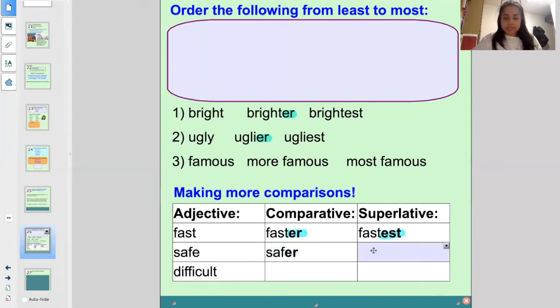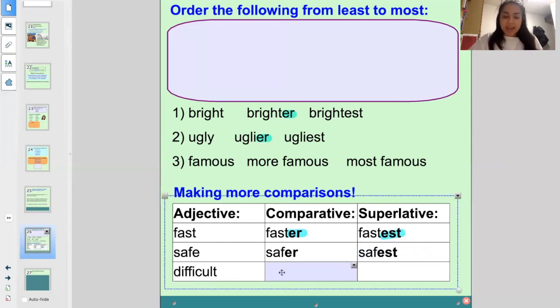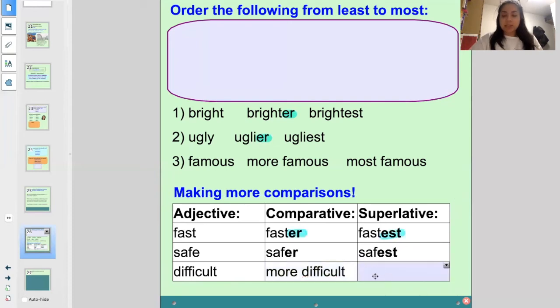Hopefully you would have said safest is the superlative with est as your suffix. Now, difficult cannot be difficulter as a comparative. We cannot add that suffix onto difficult, so it becomes more difficult as our comparative. And then our superlative will be most difficult.